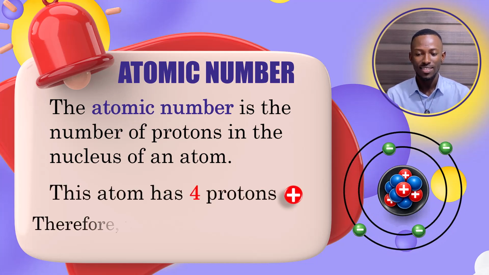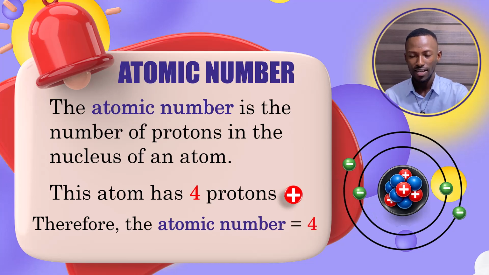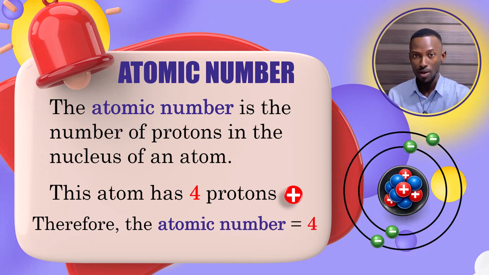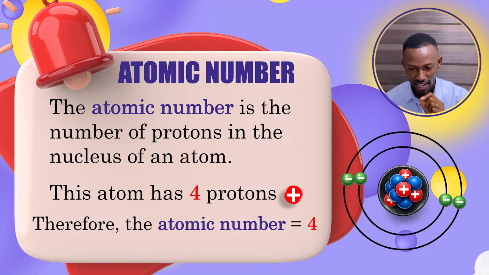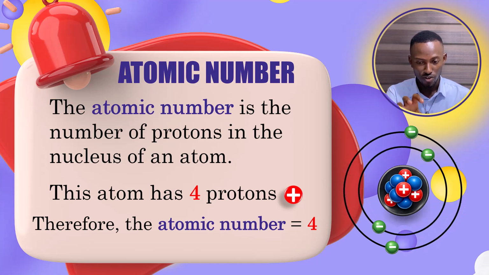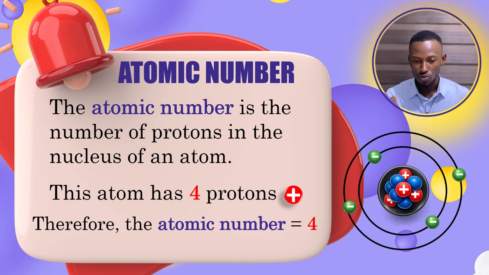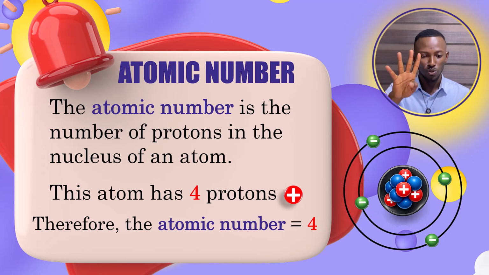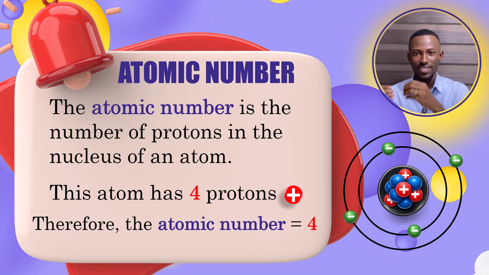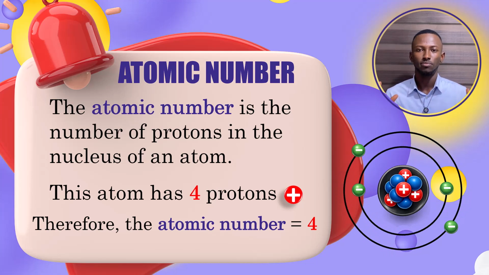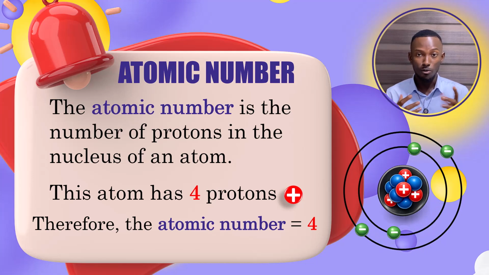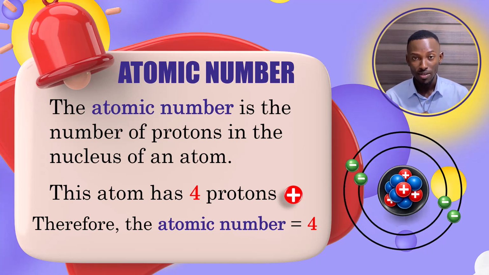So that means that if you look at this model of the atom you have on the screen, if you count carefully the red spheres in the nucleus with a positive sign on them, we have 4 of them in the nucleus. If you count carefully, 1, 2, 3, 4. So this atom has 4 protons. Therefore, its atomic number is 4. Simple. If you count and the number of protons are 8, it means the atomic number is 8. Why? Atomic number is the number of protons in the nucleus of an atom.